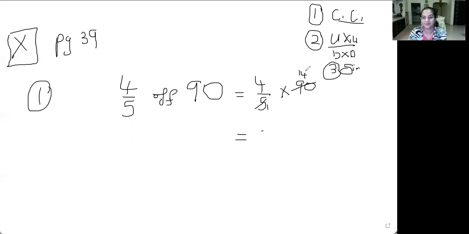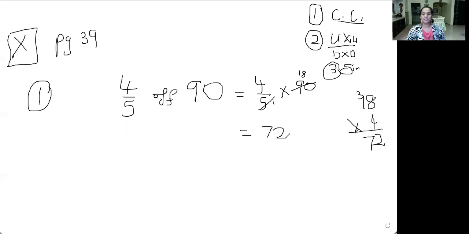Sorry, correction. 18. Okay, didn't see that properly. Over here 18, and this is 1. So 4 times 18, do a multiplication. So 18 times 4, 32 here. 4 times 1, 4, 4 plus 3, 7. So over here you will have 72.